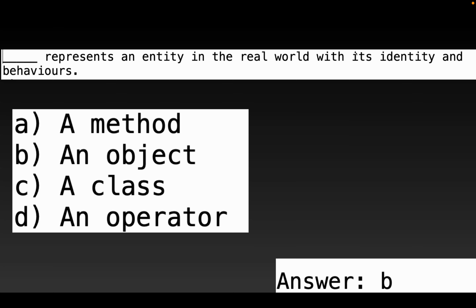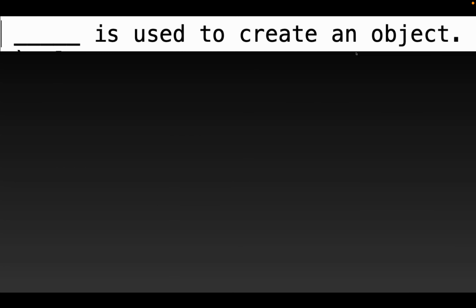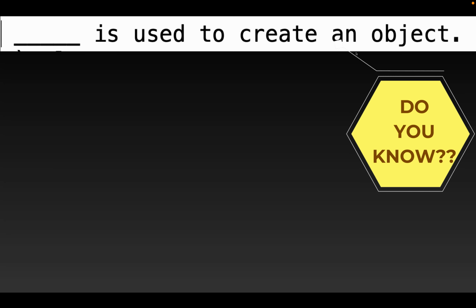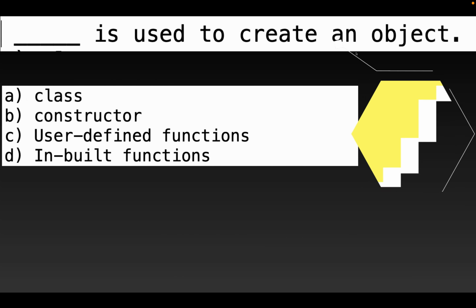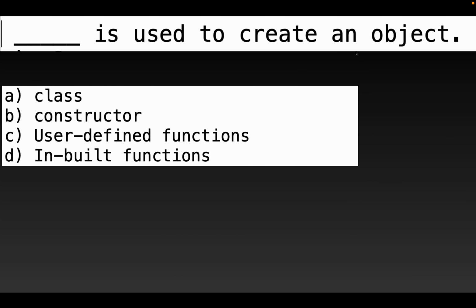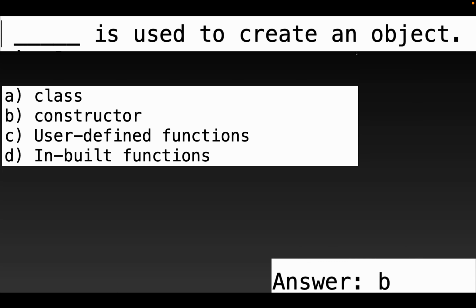Let's move towards the next question. Which is used to create an object? How to create an object? Let's take a look at the options: class, constructors, user-defined functions, or inbuilt functions. In Python, if you want to create an object, you need a constructor. So the answer for this question is B, constructor. Constructor is used to initialize or instantiate the object.